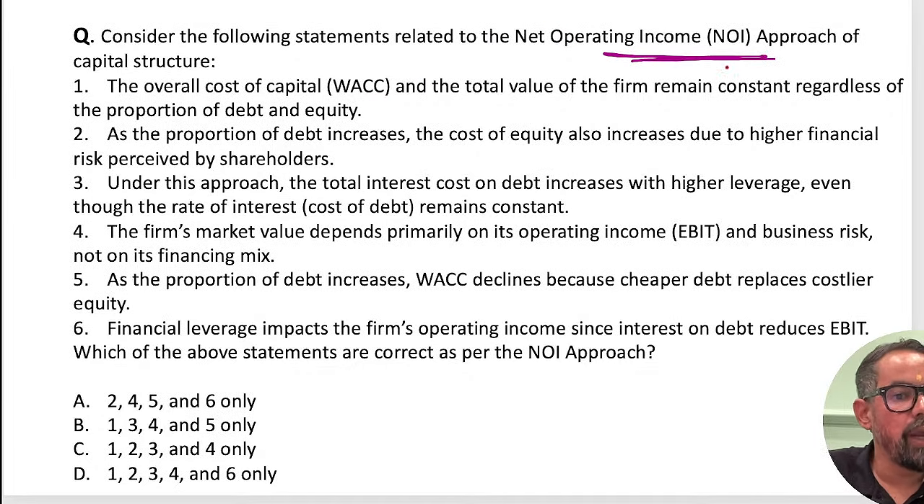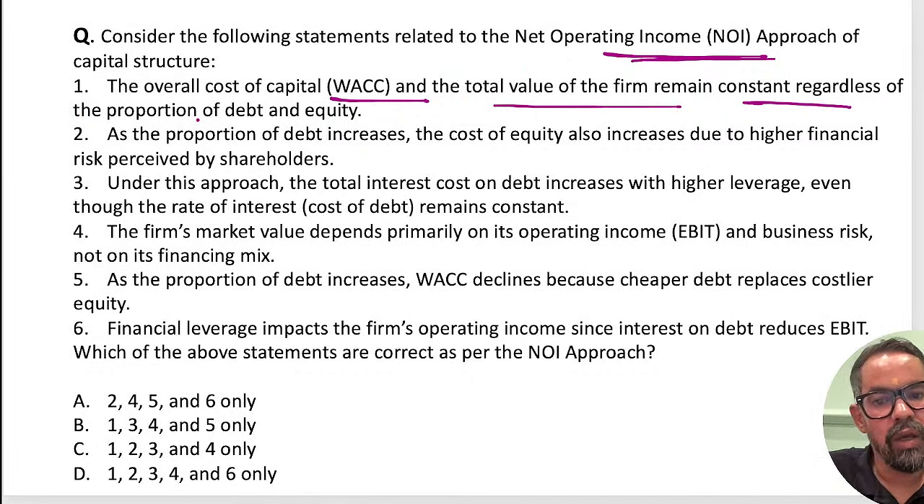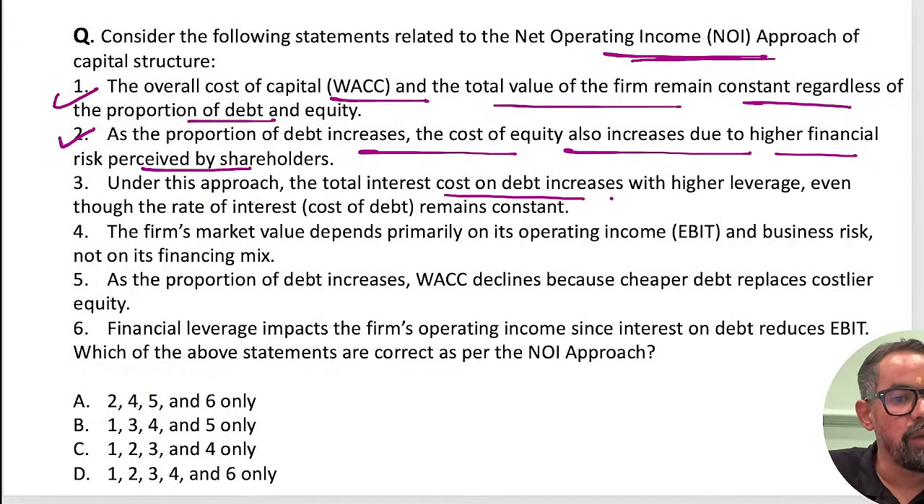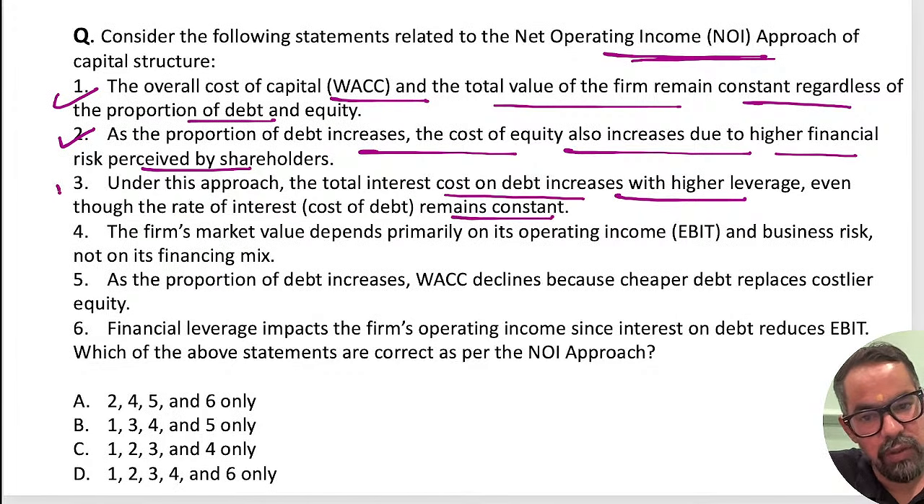So NOI, net operating income theory approach. Weighted average cost of capital: the total value of the firm remains constant regardless of the proportion of debt and equity. As the proportion of debt increases, the cost of equity also increases due to the higher financial risk perceived by the shareholder. It is about net operating income, also known as the irrelevance theory. Under the approach, total interest cost on debt increases with higher leverage even though the rate of interest or cost of debt remains constant. This is also correct here.